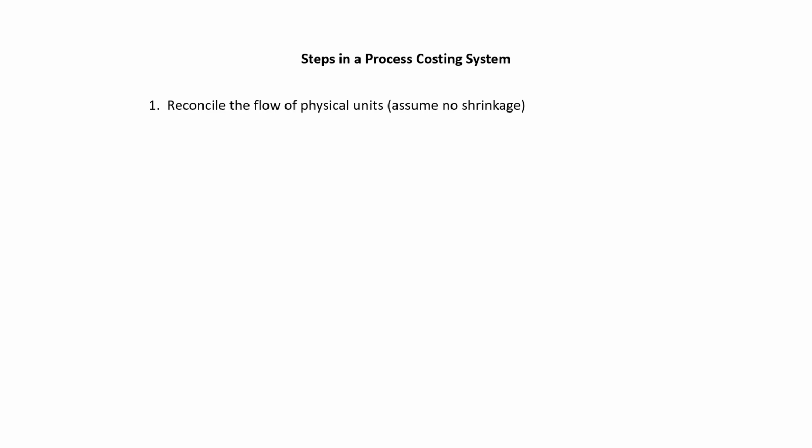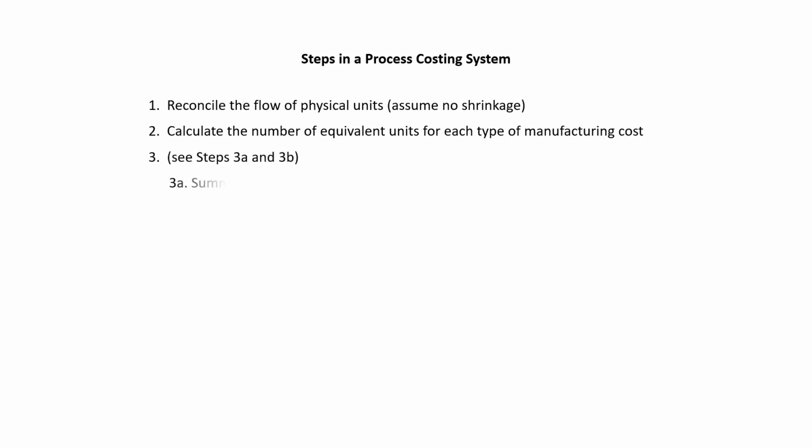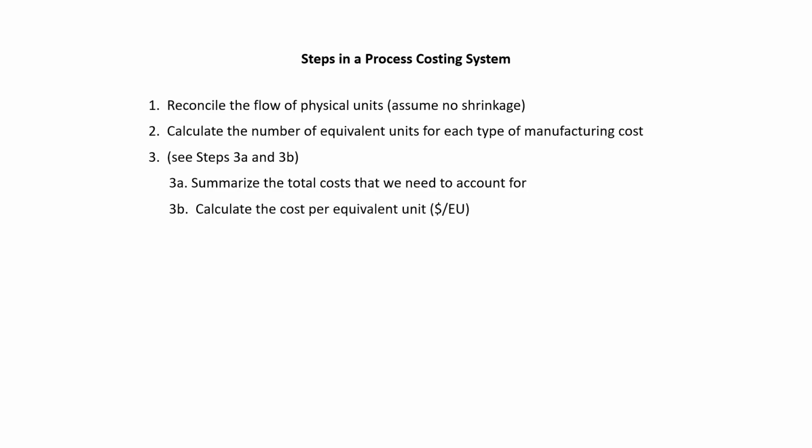The second step is to calculate the number of equivalent units for all three manufacturing costs. Step 3 is split into A and B. Step 3A is to summarize the total cost that we need to account for, and Step 3B is to calculate the cost per equivalent unit.